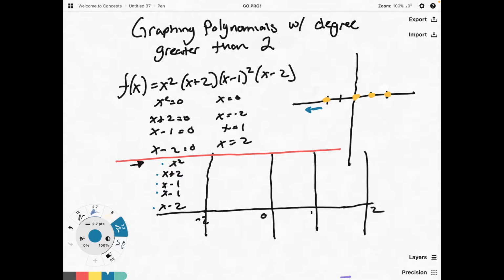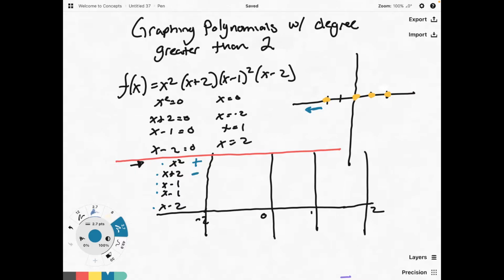So we're going to plug -3 into the x squared, and so it's going to be -3 multiplied by -3. A negative times a negative is going to give us a positive. So for a -3, that makes that positive. We go to the x plus 2. We're going to substitute in -3. -3 plus 2 is going to be a negative value because it's going to be a -1.